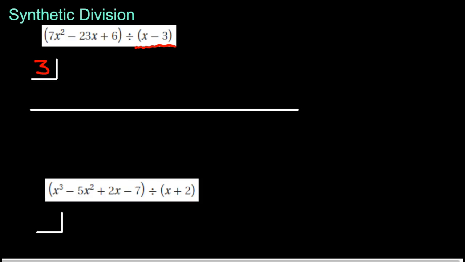The rest of it is going to be filled out by the coefficients of each term in the polynomial we're dividing. This polynomial has a degree of 2, so it's going to have a quadratic term, a linear term, and a constant term. So it should have 3 terms. Sometimes a term might be missing, so you'd have to add a 0 in there if it was missing. None are missing here. So the coefficient of the quadratic term is 7, the linear term is negative 23, and the constant term is 6.